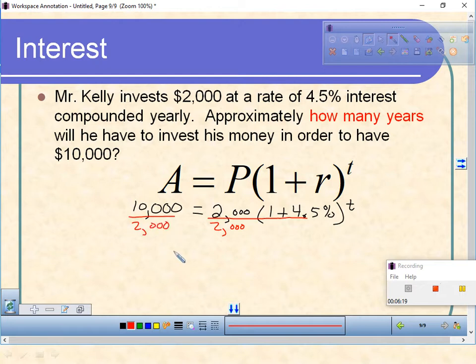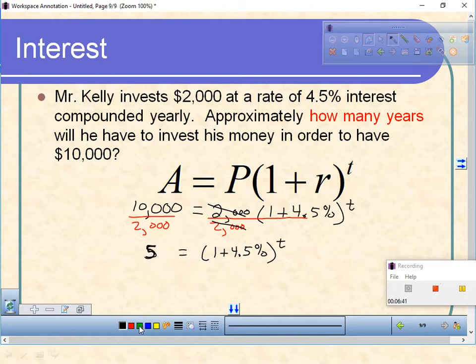And grab your calculator. You can do this without your calculator. What's 10,000 divided by 2,000? 5. So just put down 5. So 10,000 divided by 2,000 is 5. And then that crosses out. And that leaves me 1 plus 4.5% to the T. So that's not an S, guys. My bad. That's a 5.